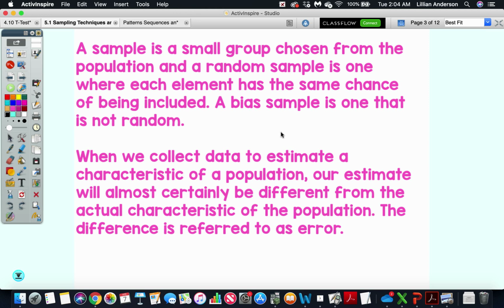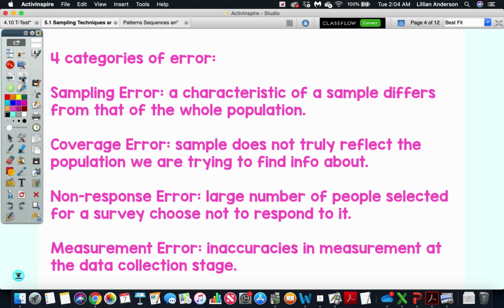Okay, now when we collect data, we collect it to estimate a characteristic of the population. Our estimate will most certainly be different from the actual characteristic of the population, and that difference is referred to as an error. Error. Sorry, this is going to be my hard word for this lesson. So, four categories of error. There's four different types. You have a sampling error, a coverage error, a non-response error, and a measurement error.